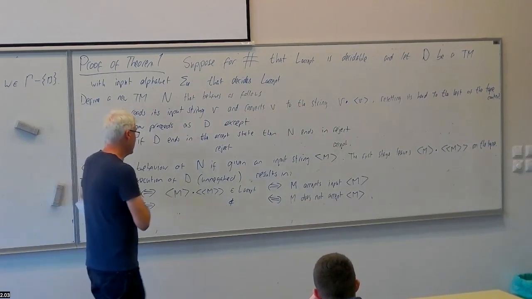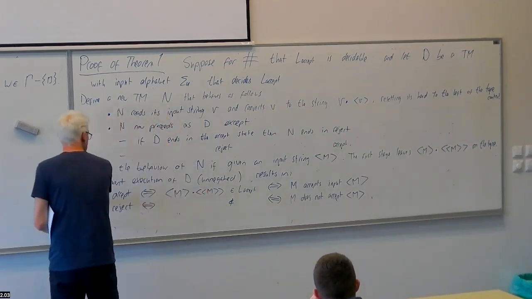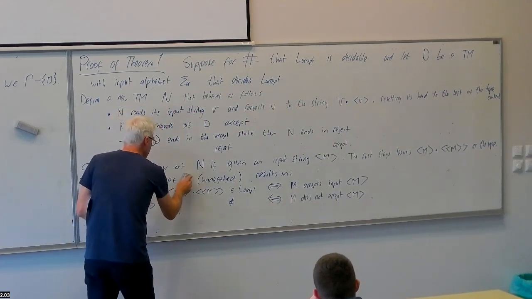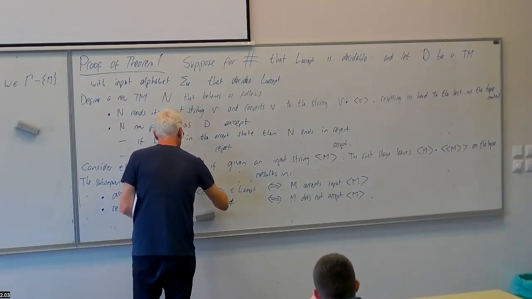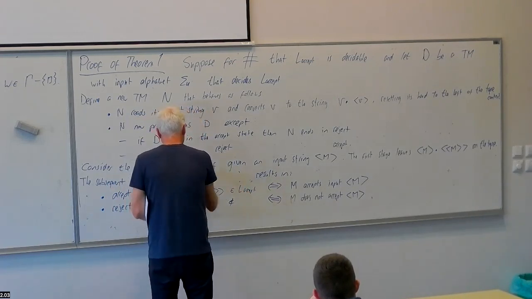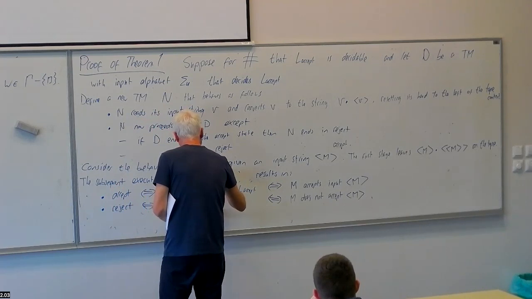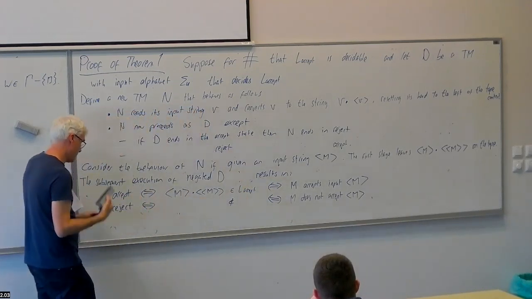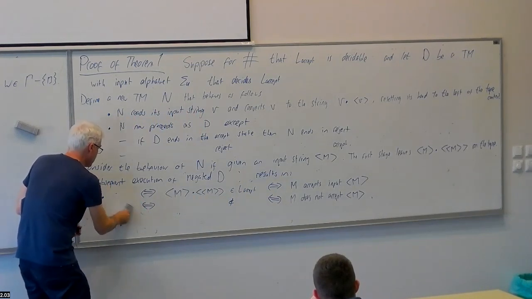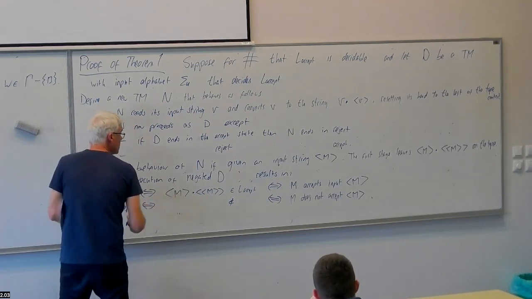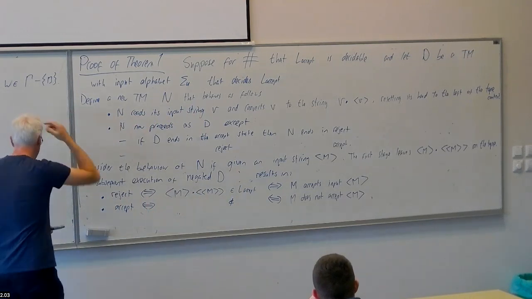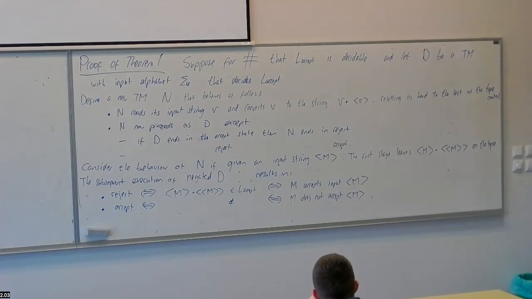So the execution of negated D, which is how N is defined, we simply swap accept and reject. So I think I do need, unfortunately, to use the bottom of this board. We're nearly there. We're basically there, but I'm going to use the bottom of this board.